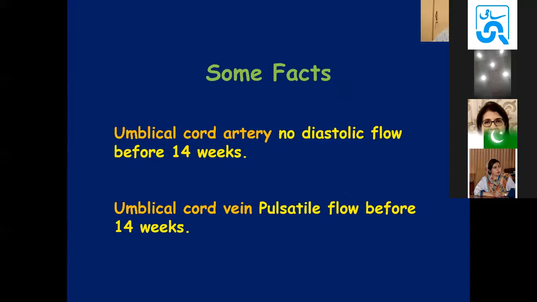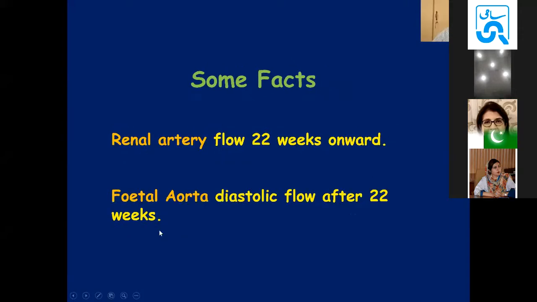Now, some of the facts which you must always know, which very few people know. In the umbilical cord artery, there's no diastolic flow before 14 weeks. That's absolutely normal. It is pulsatile flow before 14 weeks in the umbilical cord vein, absolutely normal. Renal artery flow is always seen after 22 weeks, not before that. Before that, what is the criterion? You look at the urinary bladder. If the urinary bladder is there, that means the kidneys are functioning all right. But if it's after 22 weeks and the question is redistribution, then you do the renal artery Doppler.